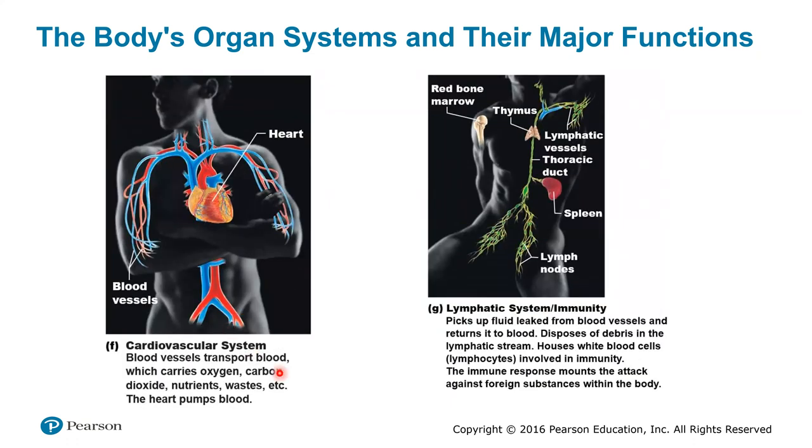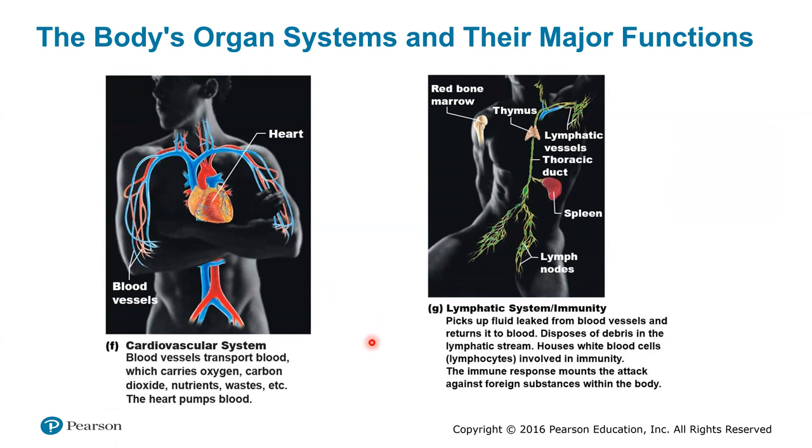Another two systems over here, cardiovascular and lymphatic or immune. So the cardiovascular system includes your heart and your blood vessels. Blood vessels transport blood, which carries oxygen, carbon dioxide, nutrients, waste, etc. For example, your endocrine hormones are also carried by blood. The heart pumps blood. The lymphatic system picks up fluid that has leaked from blood vessels, from your capillaries, and then returns these fluids back to your venous system, back to your blood.